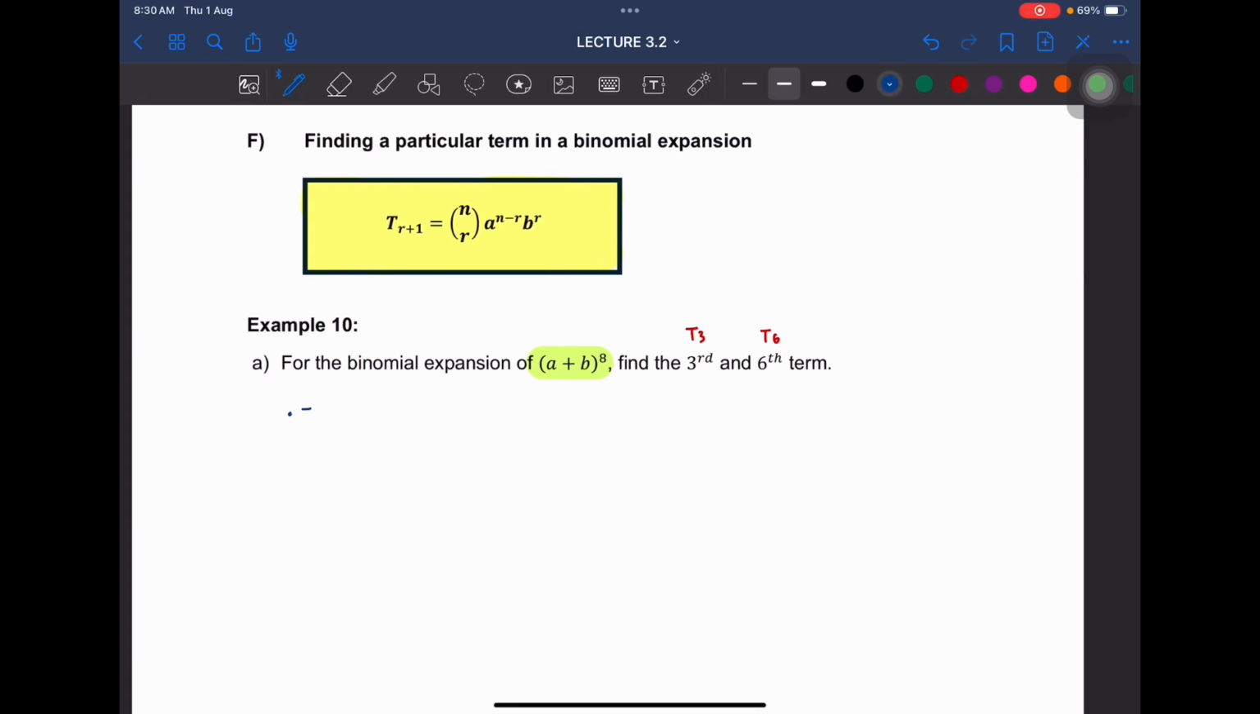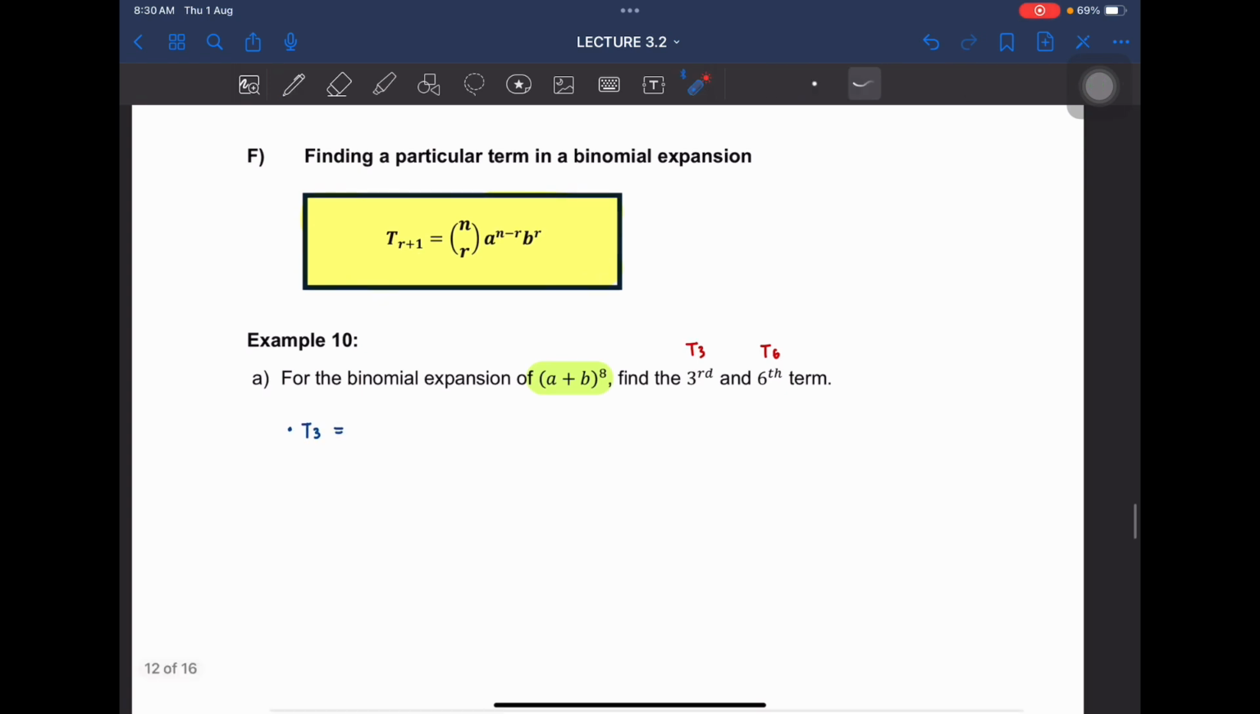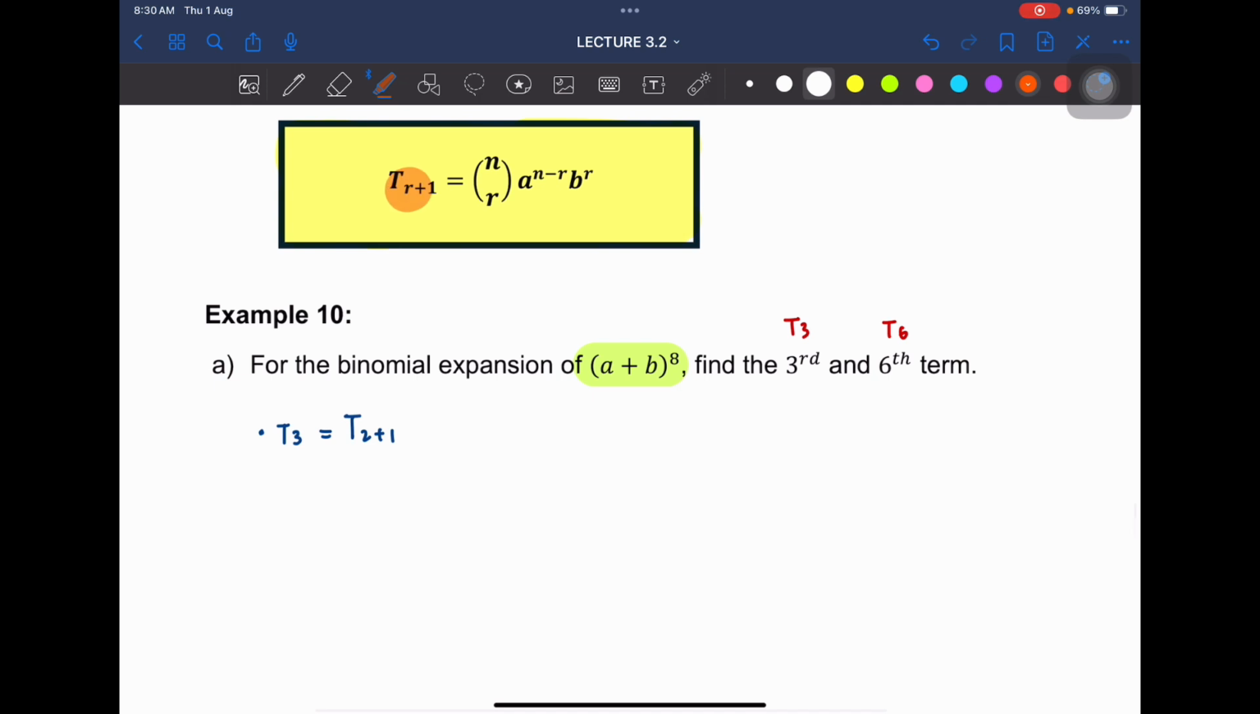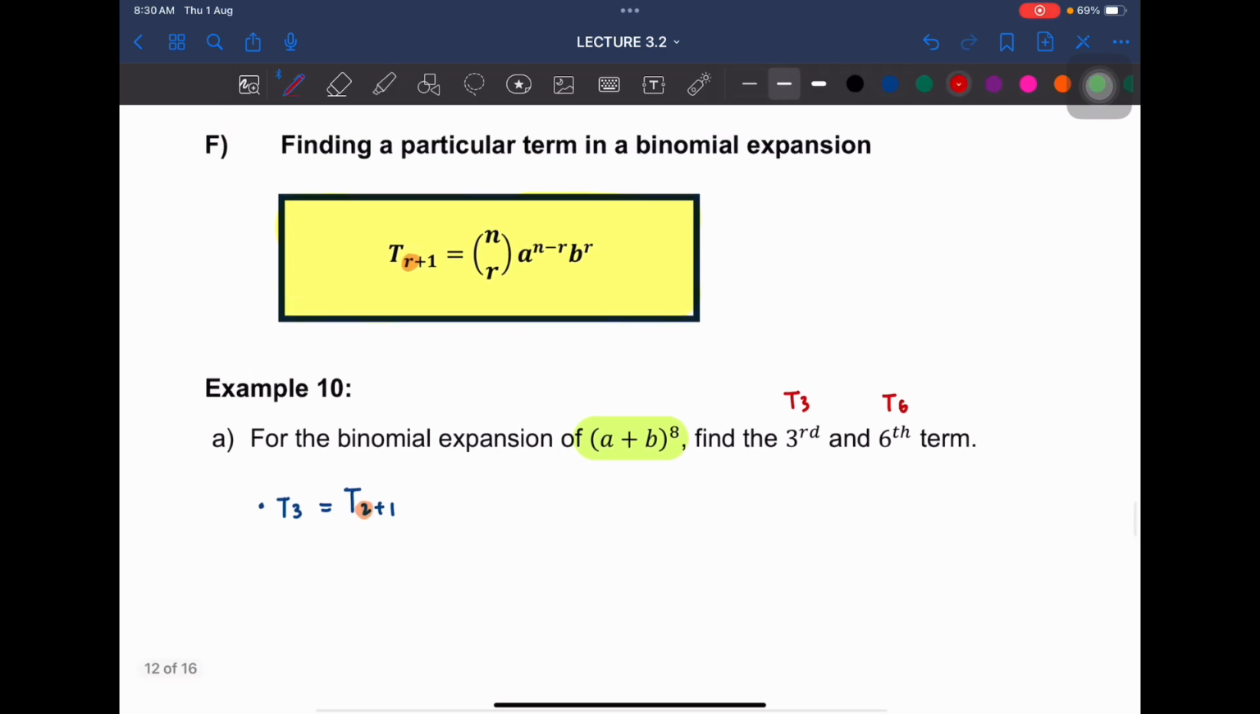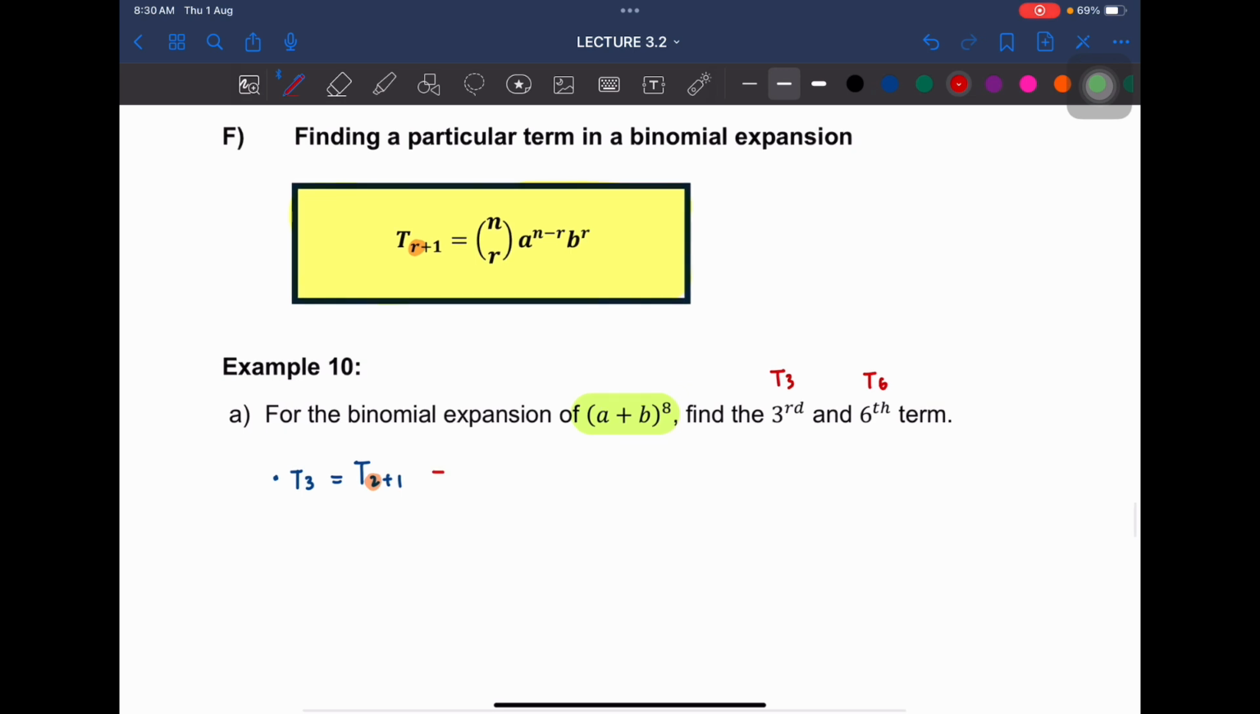For T3, the third term, to apply this formula, you need to have T(r+1). So T3 is actually equal to T(2+1). Why 2 plus 1? Because we want to make sure it is the same as the formula. T3 is equal to T(2+1). So for this case, your r is going to be 2. Take note of that, your r is going to be 2.